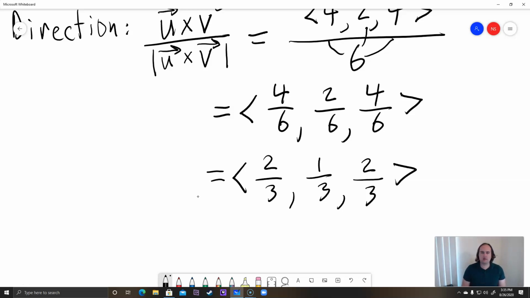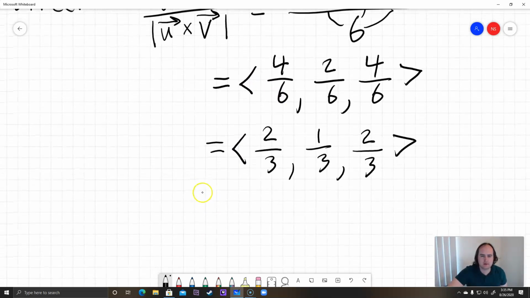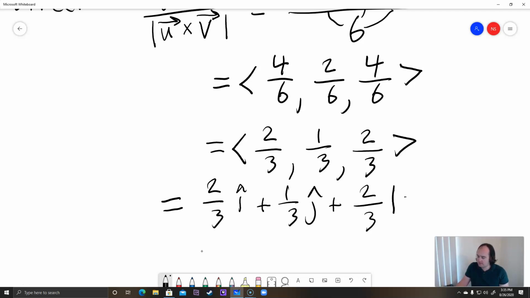Okay, and I think they want you to write this as ijk. So they want you to write it in terms of unit vectors. So how would we write that? Well, we would write it just in the right order. So it's 2/3 i plus 1/3 j plus 2/3 k. Okay? 2/3 i plus 1/3 j plus 2/3 k.